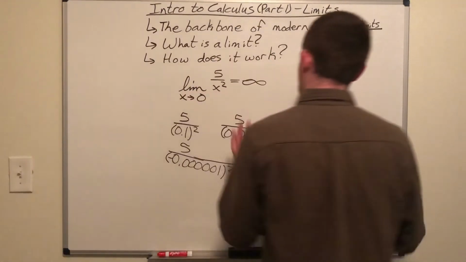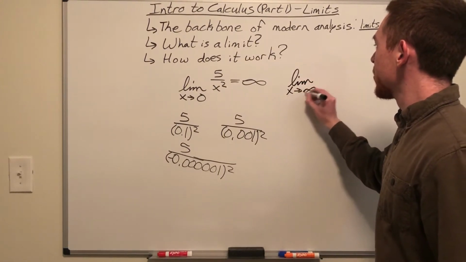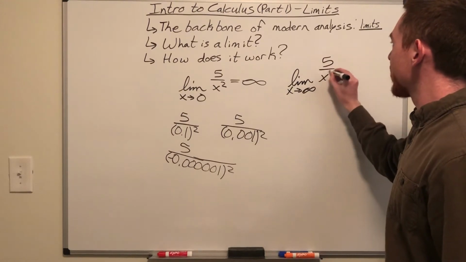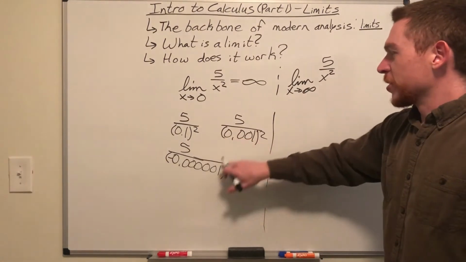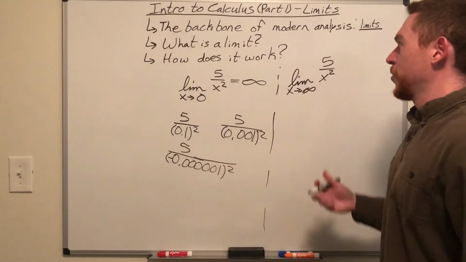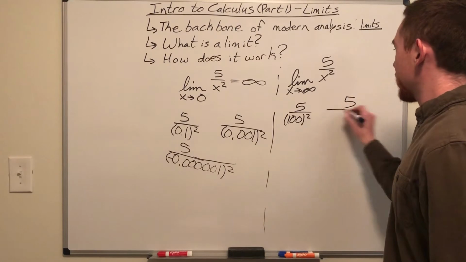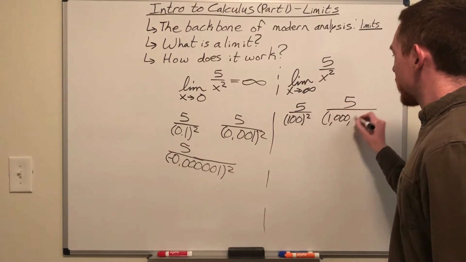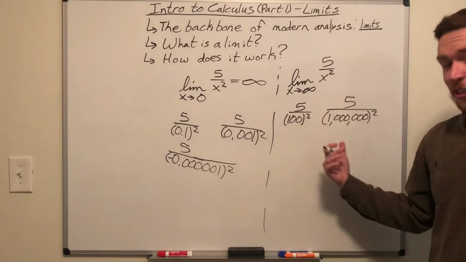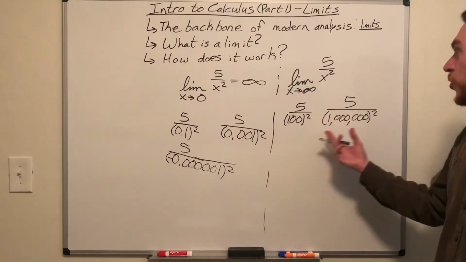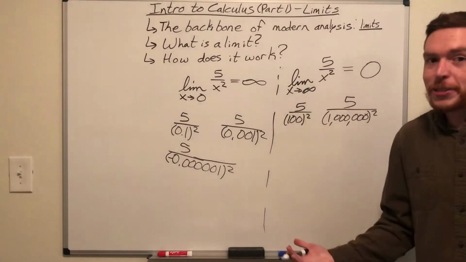Cool. So how does this extend to limits at infinity? Well, imagine we have the limit as x goes to infinity of the same thing, 5 divided by x squared. Well, again, rather than dividing by smaller and smaller numbers, we would divide by bigger and bigger numbers. So something like 5 divided by 100 squared, 5 divided by 1,000,000 squared, etc. And what you notice as you divide by bigger and bigger numbers in your calculator is that this number gets closer and closer to 0. So we would call that limit 0.